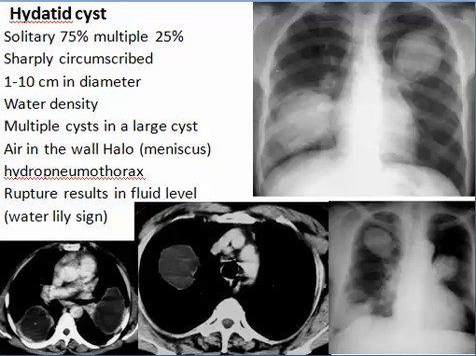If perforation, it is hydropneumothorax. If rupture, we will find the germinal layer swimming on water, and this is called the water lily sign. These are hydatid cysts, hydatid in the chest, never calcify.